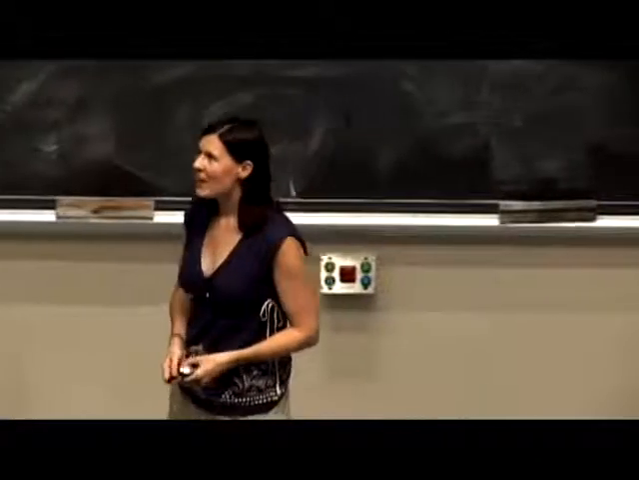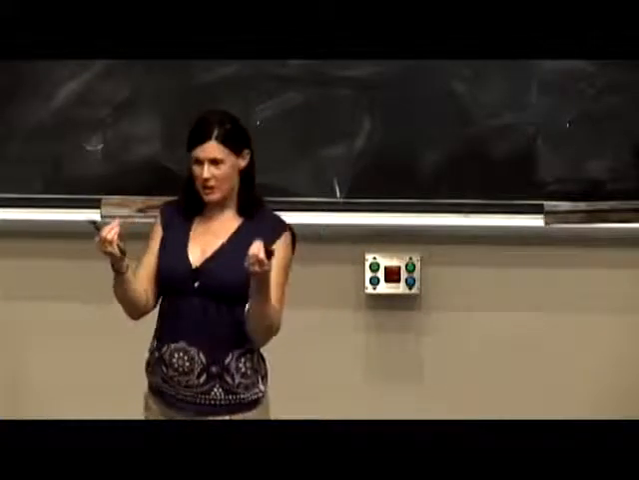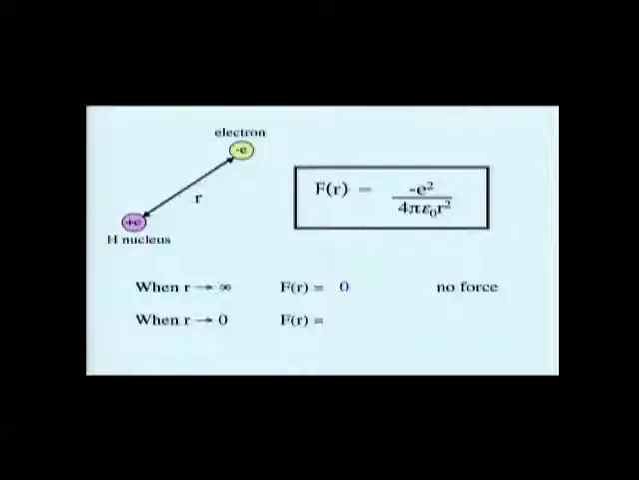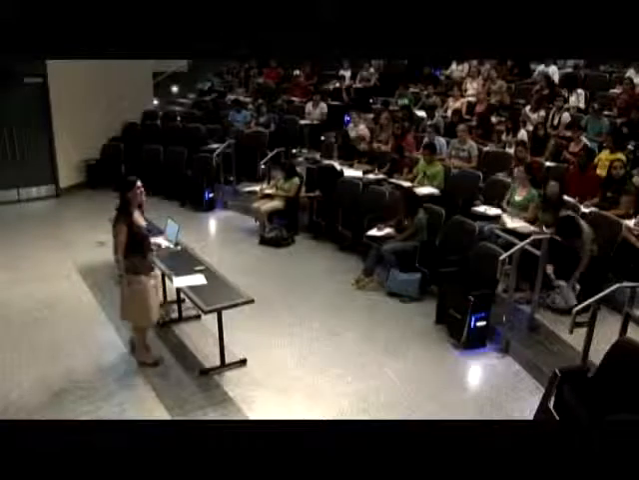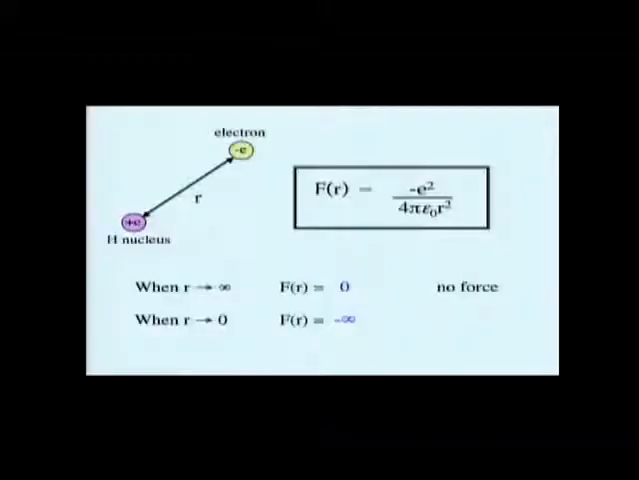So we just talked about the force law to describe the interaction between a proton and an electron. You told me that when the distance went to infinity, the force went to 0. What happens instead when the distance goes to 0? What happens to the force? Yeah, so the force actually goes to infinity, and specifically, it goes to negative infinity.